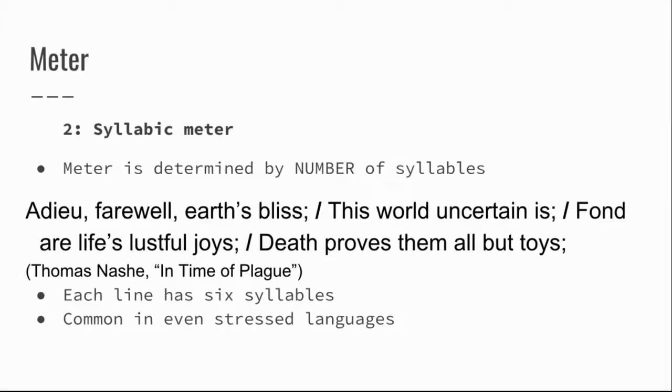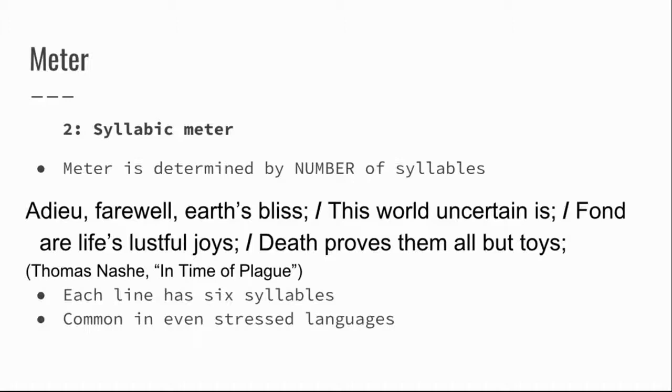As you can see with this poem by Thomas Nash, every line has 6 syllables. It really doesn't deviate from that. Adieu, farewell, earth's bliss, this world uncertain is. But it works better in evenly stressed languages. I think Japanese is an example of an evenly stressed language, and I think that's why a haiku might be a good example of syllabic meter, because every haiku has the same number of syllables in every single line.